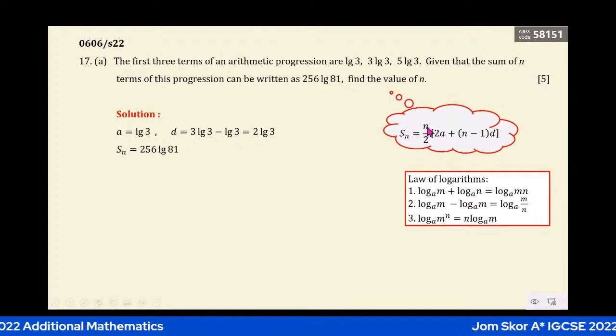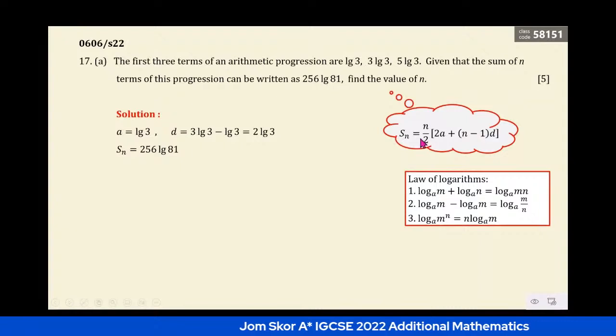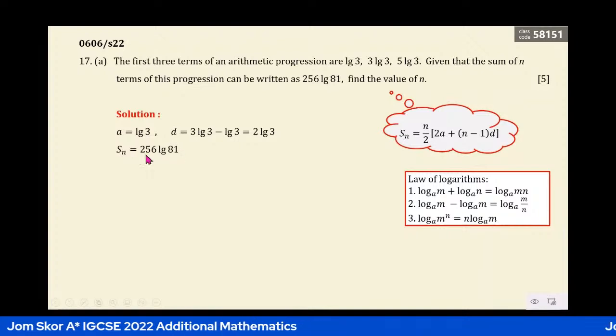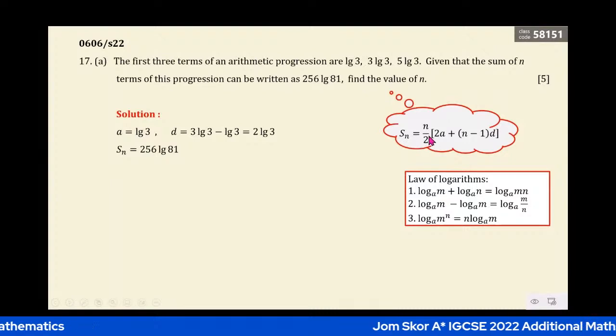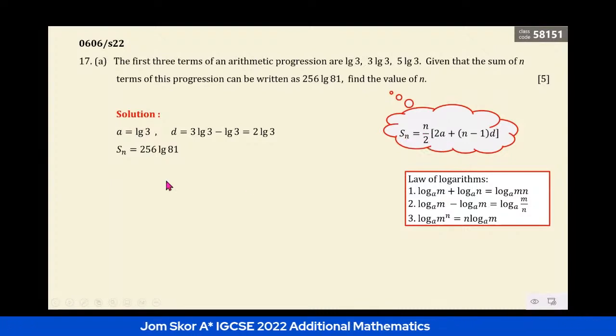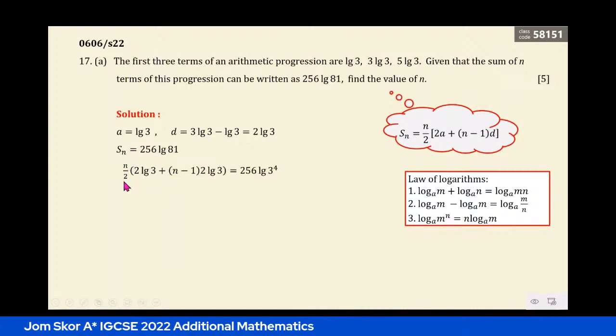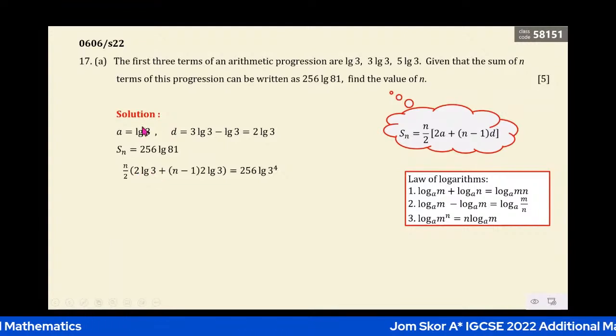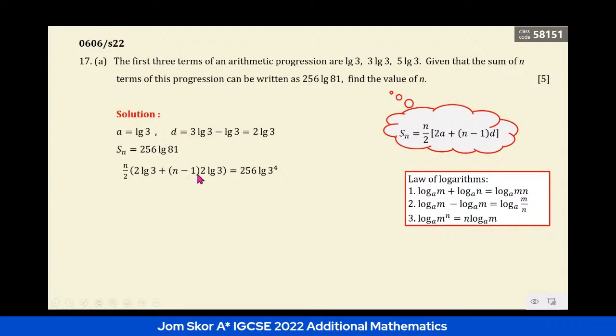Alright, so Sn is n over 2, so 2a plus n minus 1 d. So you will use this. Okay, kita dah tahu dah Sn is 256 log 81. Okay, right, so what is n over 2? So kita gunalah yang ni. Okay, so n over 2, you don't know what is n, so you just stay as n over 2. Okay, 2a is 2 log 3. Okay, because a is log 3 plus n minus 1 is n minus 1. So your d is 2 log 3.